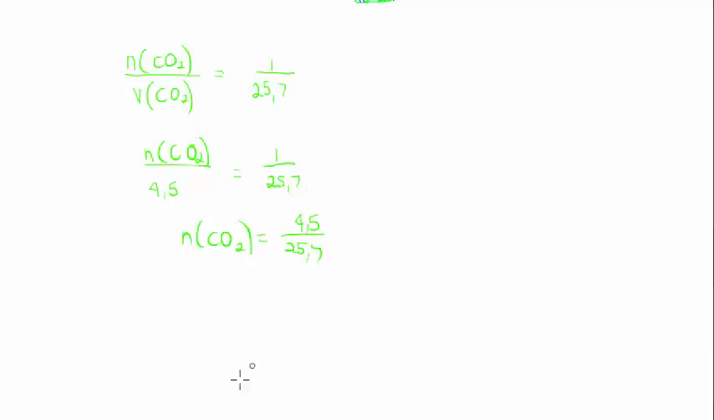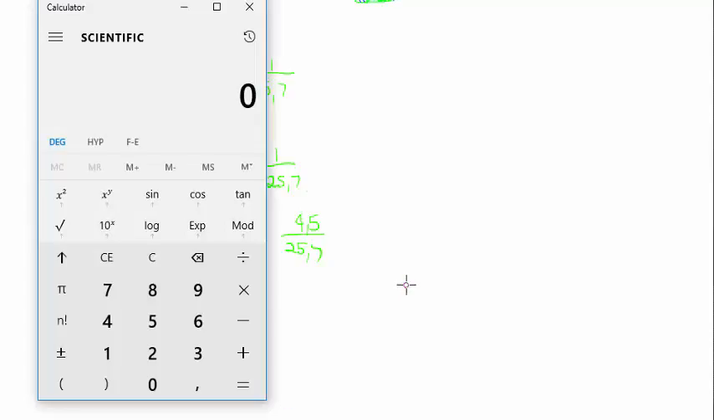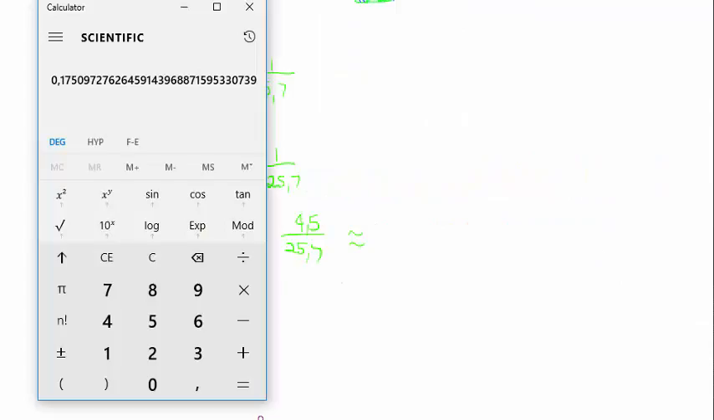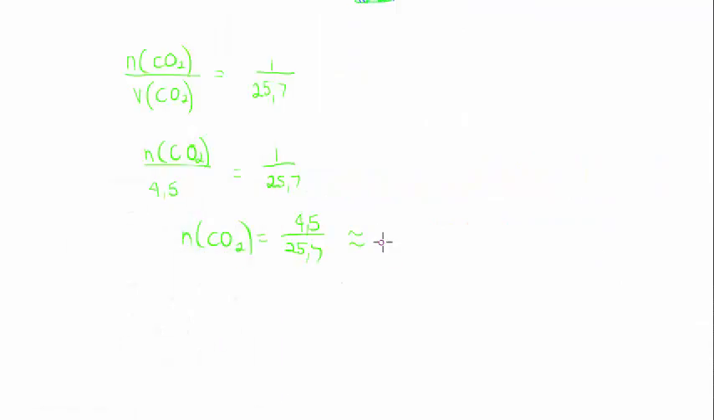4.5 divided by 25,7. So I'm going to roughly say that's 0,1751, but in my calculation I'm going to use that answer on my calculator. Okay, now I can do my calculation of that conversion.